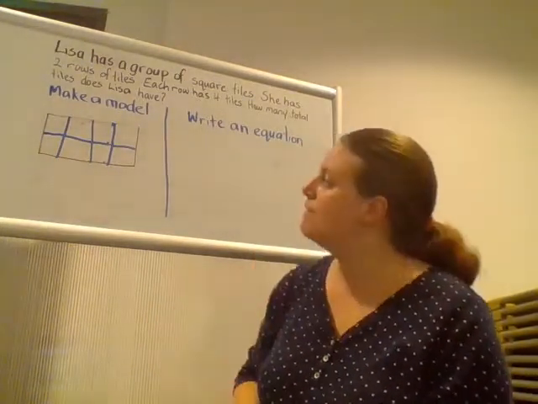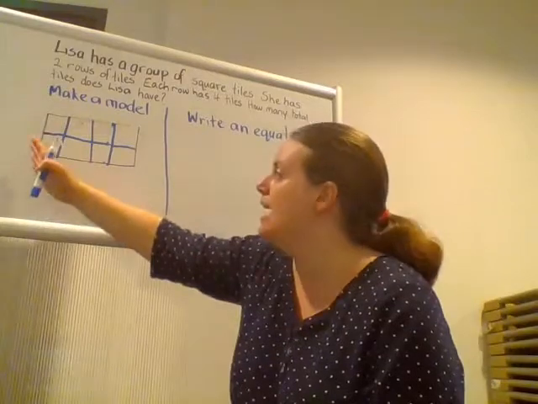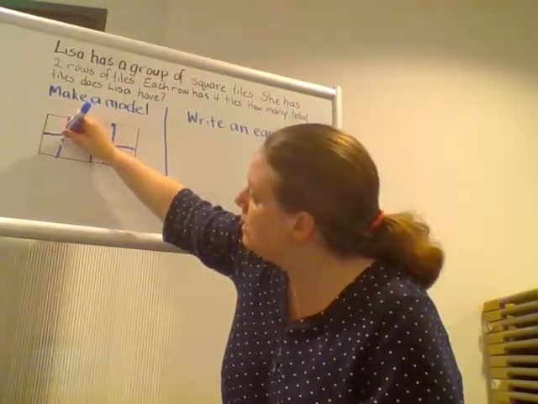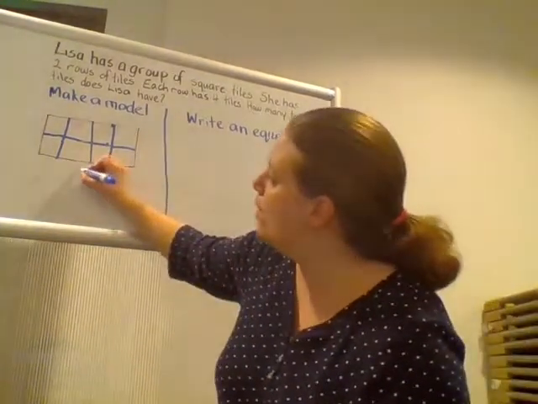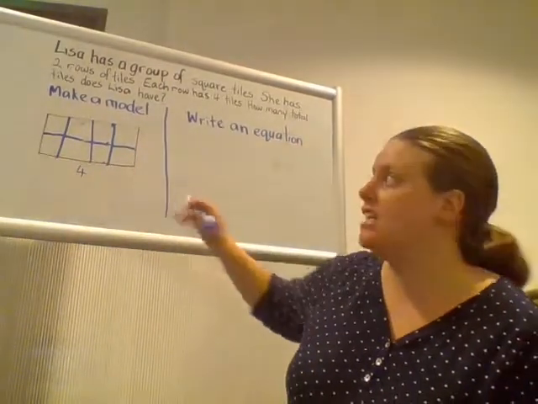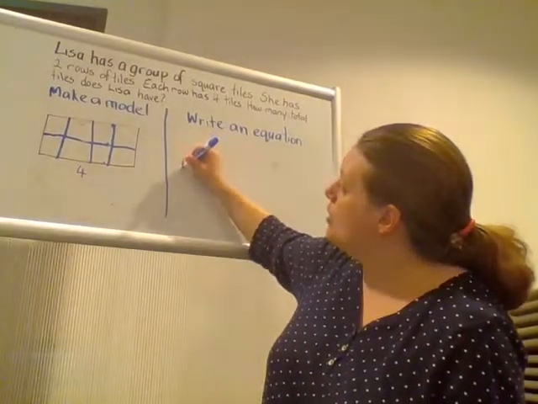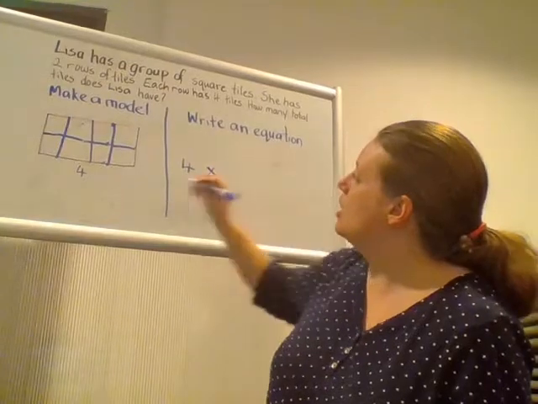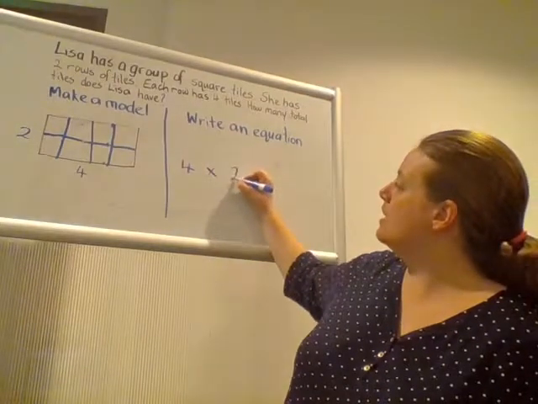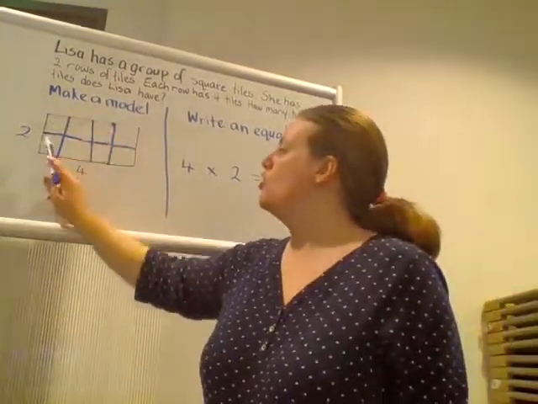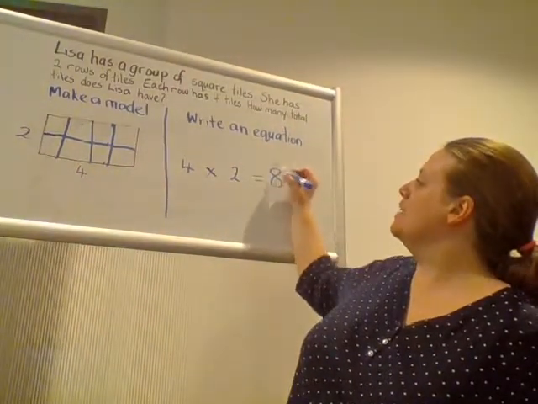And then what I can see is that the long side has 4 tiles and that the short side has 2 tiles. And I can use this model to write my equation. So I can see that 4 is the number of tiles in each row. So 4 times 2, 2 being the number of rows of tiles, equals 2, 4, 6, 8. 8 tiles total.